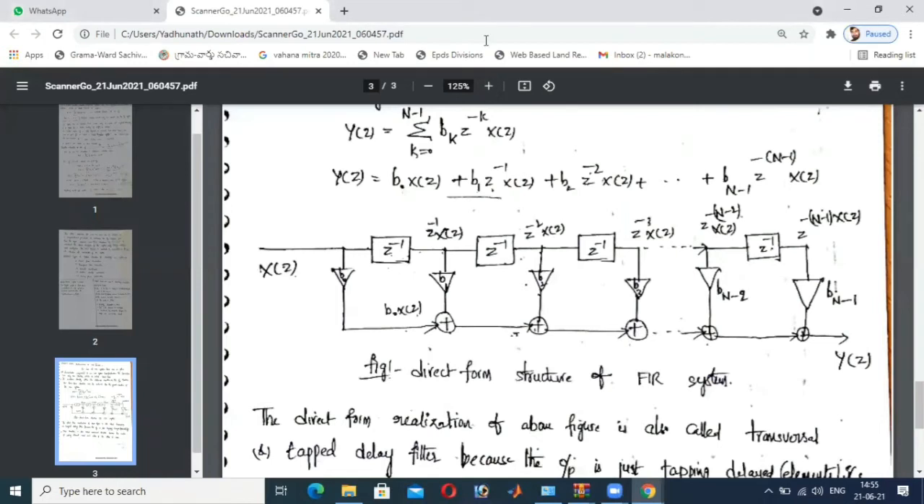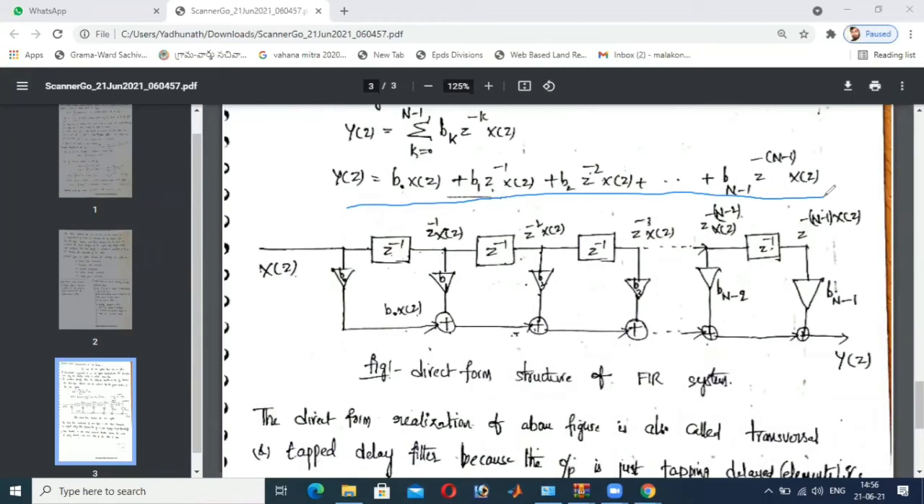So this is the equation. With the help of this equation, I can reconstruct the circuit diagram based on the corresponding transfer function. So let us consider this expansion equation: Y of z is equal to b0 into X of z, b1 into z power minus 1 into X of z, up to the last value b(N minus 1) into z power minus (N minus 1) into X of z.